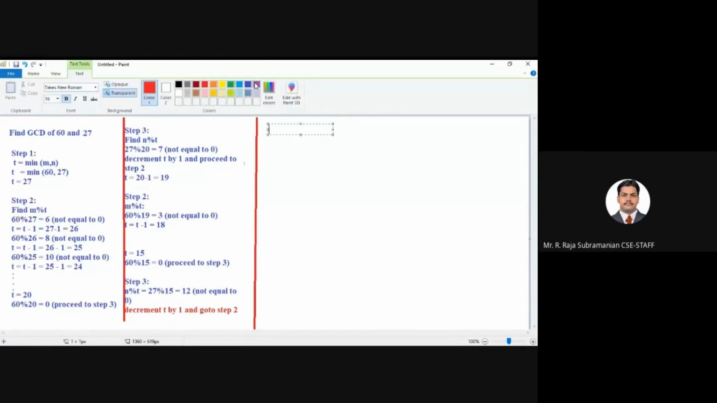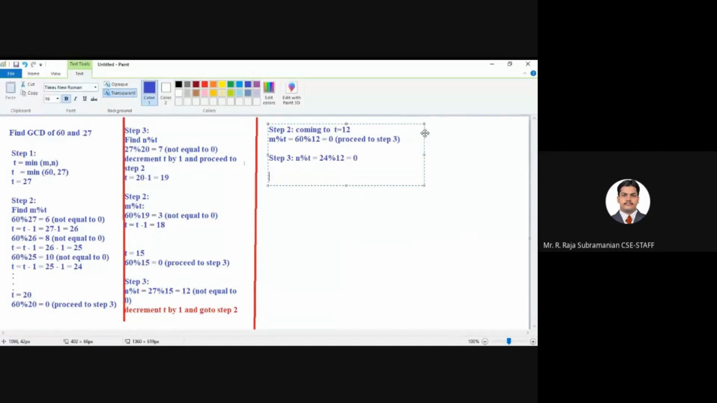Now we can quickly go. What will be the value after 15? In step 2, t is equal to 12, right? Because from 15 I want to go to 14, 13 and come to 12. So what will be the result of m modulo t? It is 0. Coming to step 3 is n modulo t. So what will be n modulo t? 24 mod 12, which will be equal to 0 again.